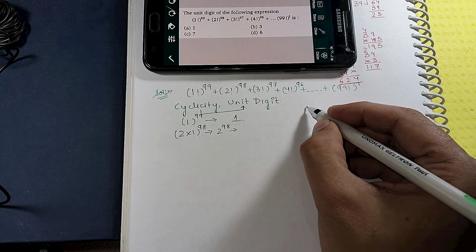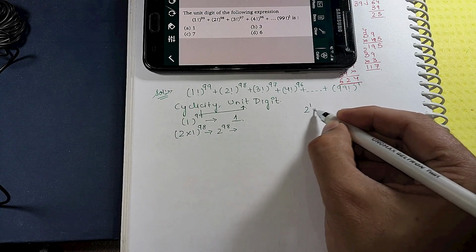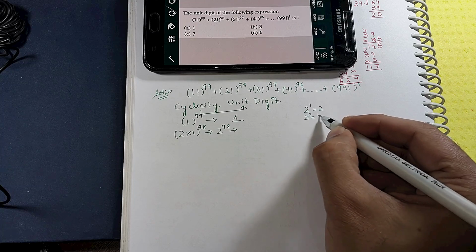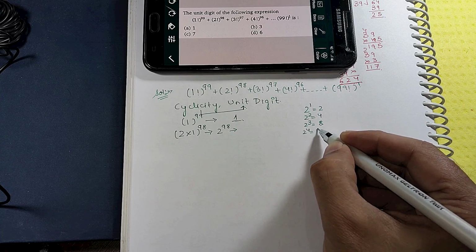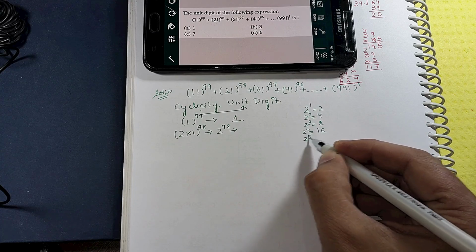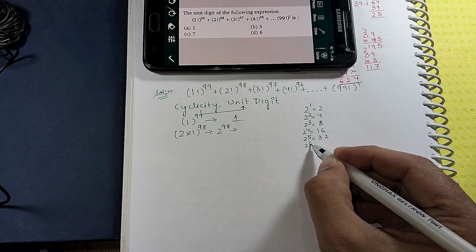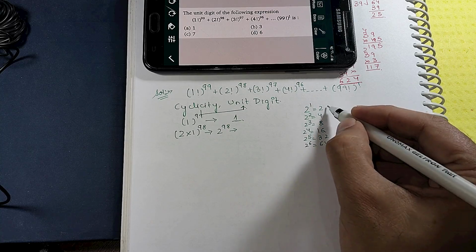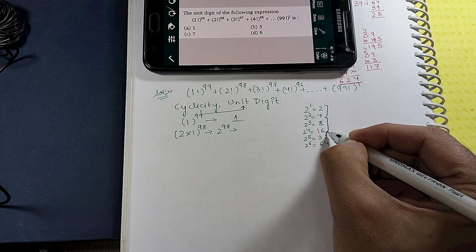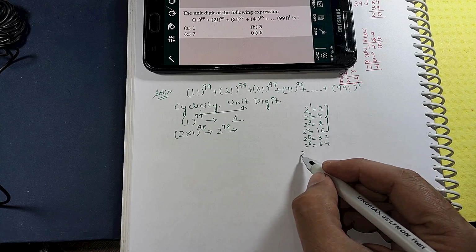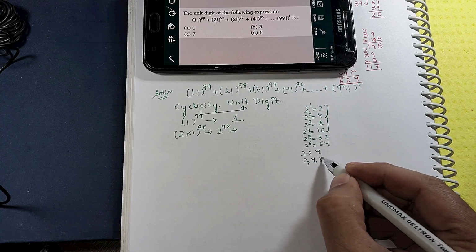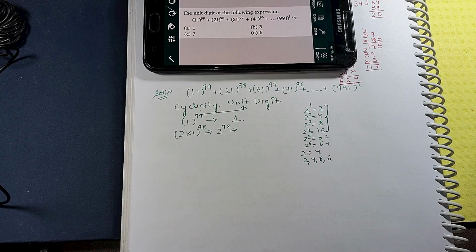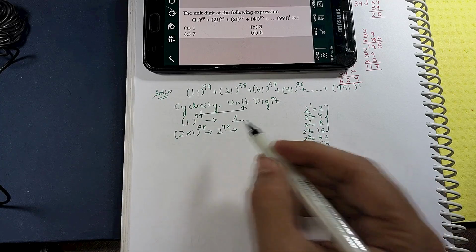Now for 2, if I write 2 raised to power 1, it is 2, 2 raised to power 2 is 4, 2 raised to power 3 is 8, and 2 raised to power 4 is 16. Now 2 raised to power 5 is 32, 2 raised to power 6 is 64. So what I am trying to tell you is that the cyclicity of 2 is 4 and the sequence is 2486, right? So what we need to check is whether the power is divisible by 4.